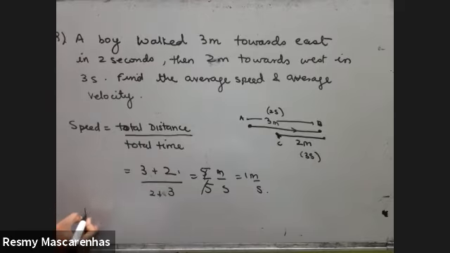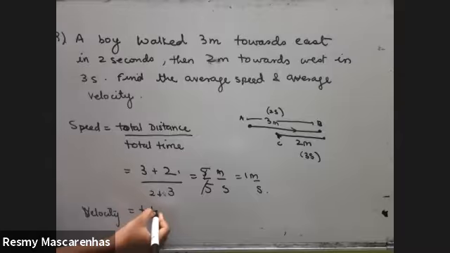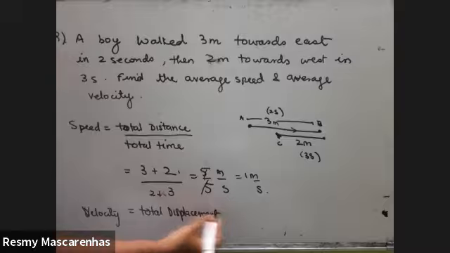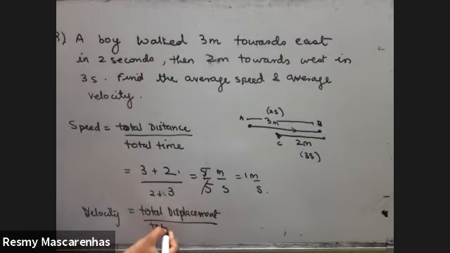Now, let us calculate the velocity. Total displacement upon time. Time you can never subtract, time always has to be added. So can anyone tell me what the displacement will be? What is the difference between A and C? 1 meter. Yes, 1 meter. So the displacement here is 1 meter.